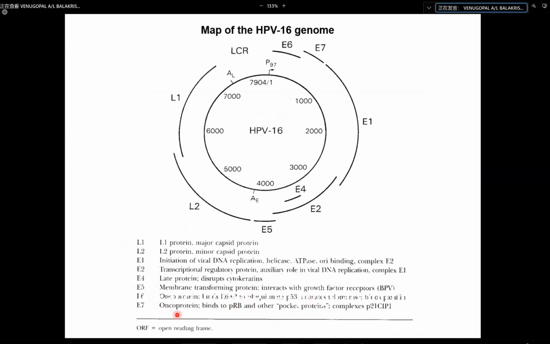Same thing for E7, it binds to pRB, a retinoblastoma protein, which regulates the cell cycle. So once this binding happens, it cannot shut down the cell cycle. The cell cycle keeps on continuously going.